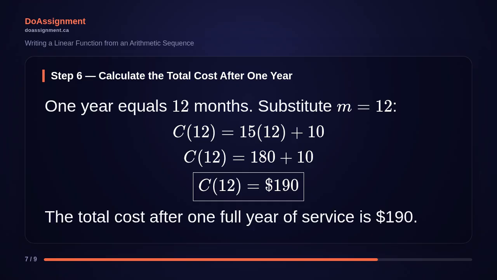For the total cost after 1 year, we substitute m equals 12 into our function. c of 12 equals 15 times 12 plus 10, which is 180 plus 10, equaling $190. The total cost after 1 full year is $190.